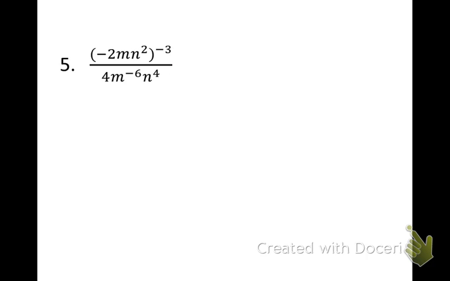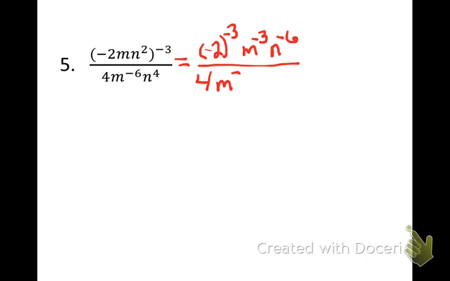Alright, so here we have to be careful. Before you do your numbers, I would like you just to write negative 2 to the negative third. Don't try to figure that out yet. M to the negative 3, N to the negative 6, all over 4, M to the negative 6, N to the 4.